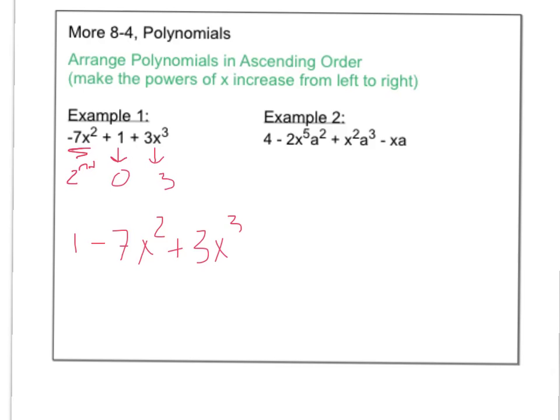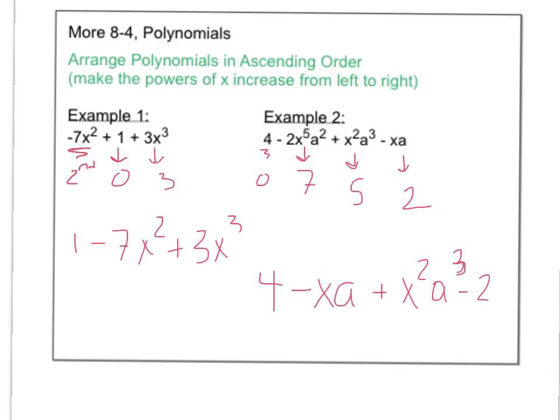Okay, now pause the video and take a look at the next one, and then come back and we'll go over it. Alright, so again, numbers always have a value of 0. Next is 7, because I had 5 and 2. X squared a cubed is 5, and xa is going to be 2. So if we're going from increasing left to right, we're going to start with the 4, followed by the negative xa, plus my x squared a cubed, and then lastly, negative 2x to the 5th a squared.